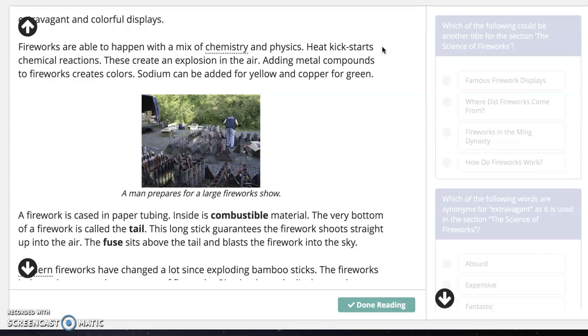Adding metal compounds to fireworks creates colors. So if I add different types of metals, that might create an orange one, that might create a blue one, things like that. Sodium can be added for yellow, and copper for green. So it's really interesting how all these different metals can make colors when you add them to these different chemicals.